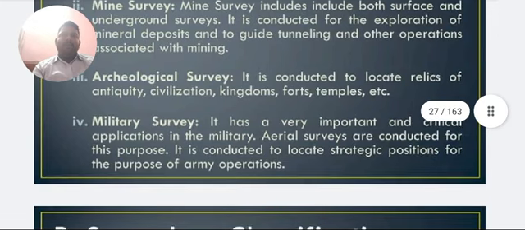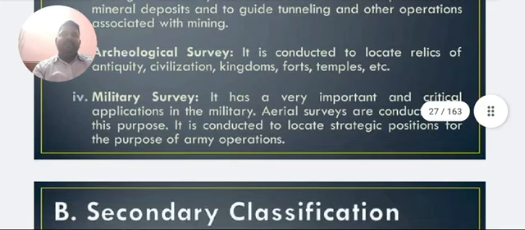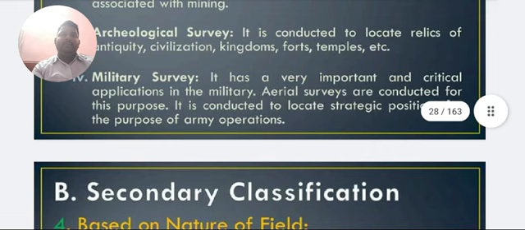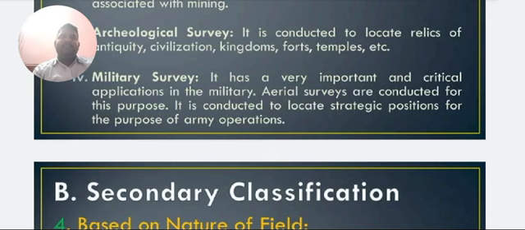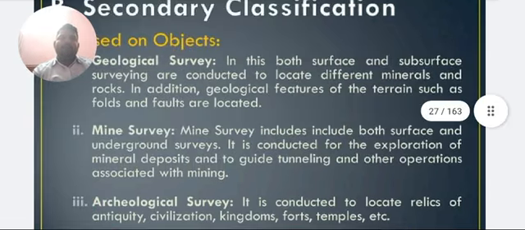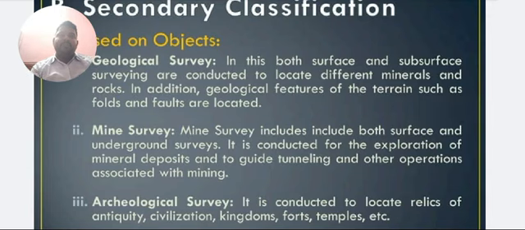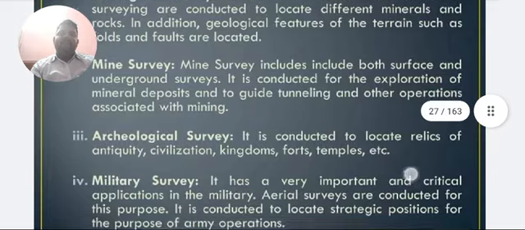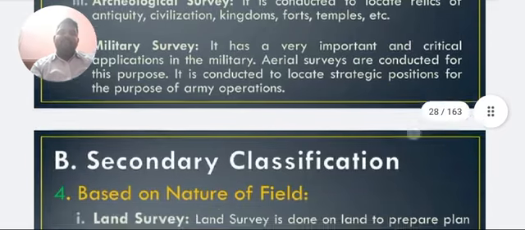Next one is military survey. It is a very important and critical application in the military. Aerial surveys are conducted for locating static positions for the purpose of army operations. Based on the object, surveying is divided into four categories: geological survey, mine survey, archaeological and military survey.